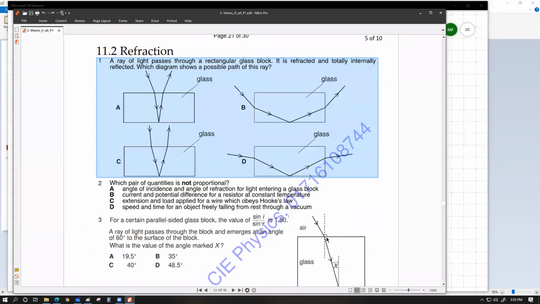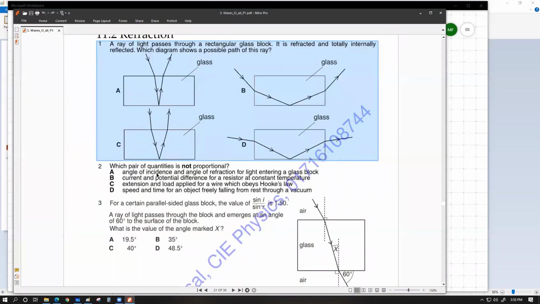Okay, let's see what other questions there are here. Which pair of quantities is not proportional? This is actually a composite question which has a lot of different questions from multiple different chapters. So we haven't yet seen.